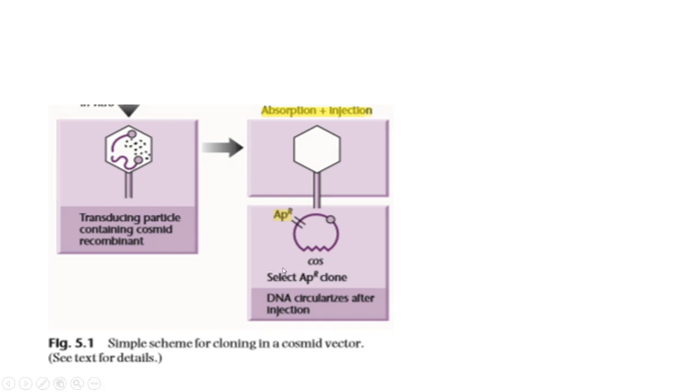So for the construction of a cosmid vector, it requires different elements. DNA elements need to be introduced into the vector. The first and foremost element required to be introduced into that cosmid vector is that of a cos sequence. The cos sequence that had been obtained from a phage, lambda phage.